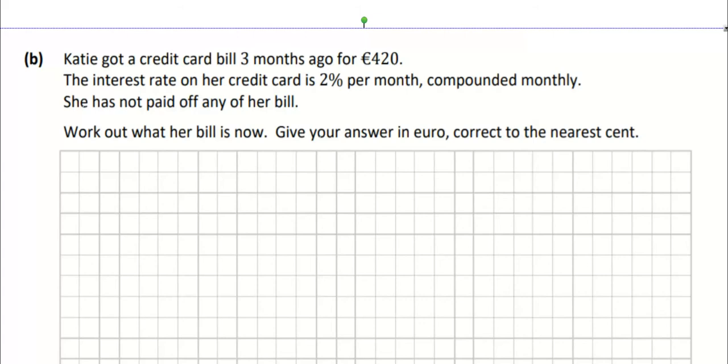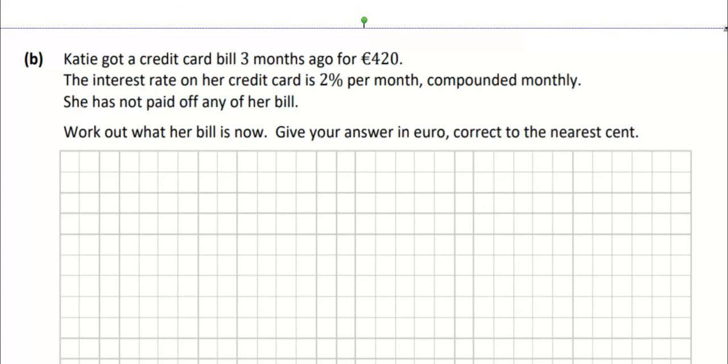Katie got a credit card bill 3 months ago for €420. The interest rate on her credit card is 2% per month, compounded monthly. She's not paid off her bill. Work out what her bill is now, give her answer in euro, correct to the nearest euro cent.